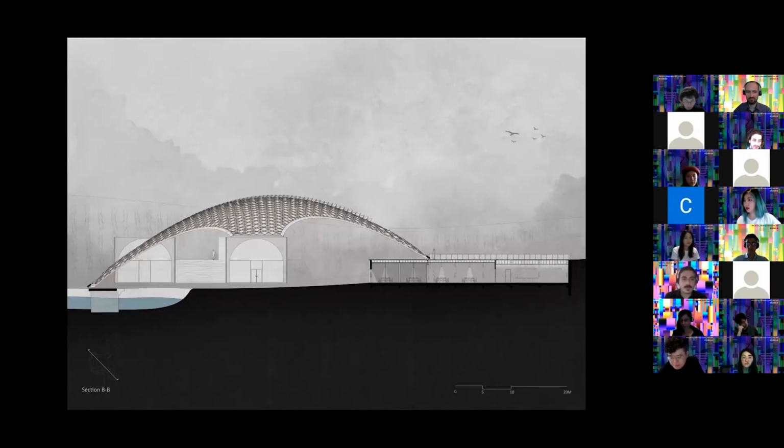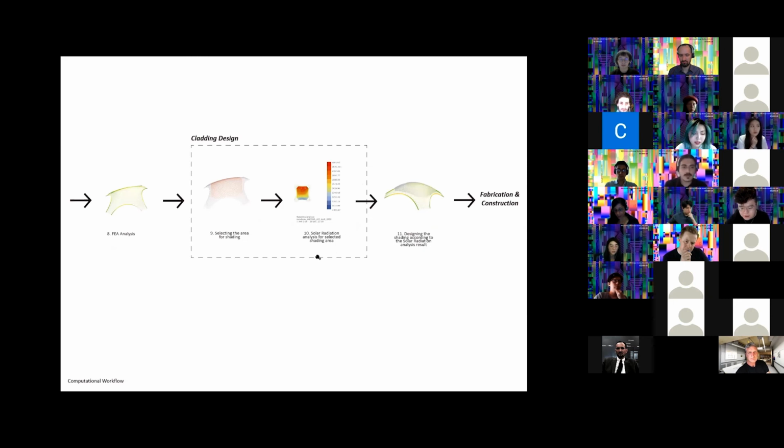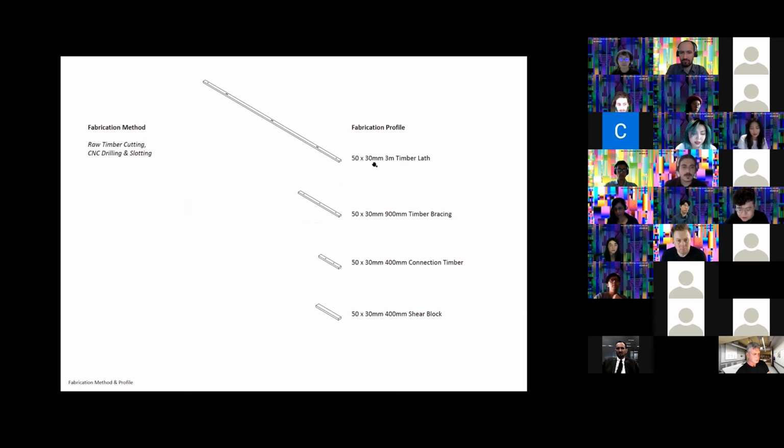Here is the section showing the overall geometry of the grid shell. Form finding computational workflow demonstrates the design process. The active bending timber grid shell is ready to put into finite element analysis to see the structural performance. The solar radiation analysis is utilized to design the cladding. For easy transportation purposes, the length of the timber elements will be limited to 3 meters.